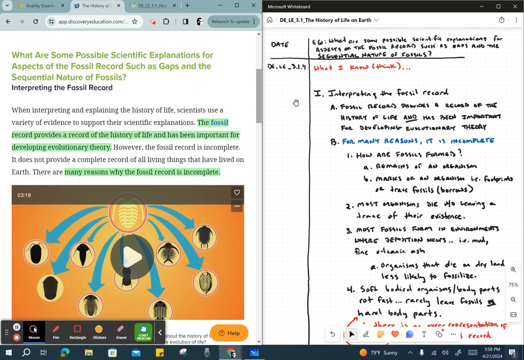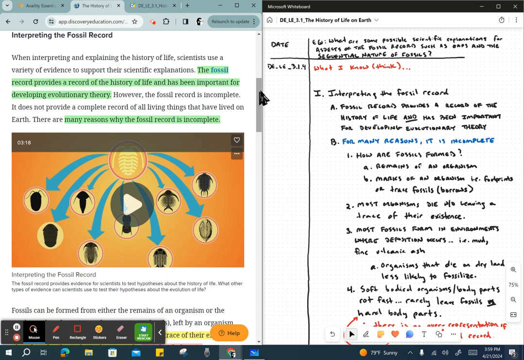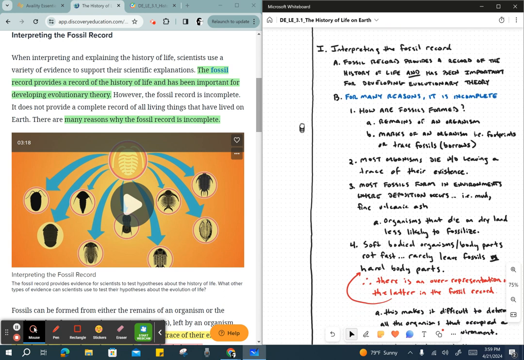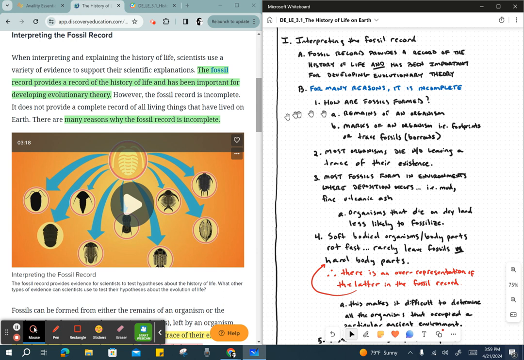Go and write that down. What are some possible scientific explanations for aspects of the fossil record, such as gaps and the sequential nature of fossils? And then tell me what you know or think. Okay, well, hopefully you took a moment to do that. We're going to start with Roman numeral one, and we're just going to be tracking your text there.